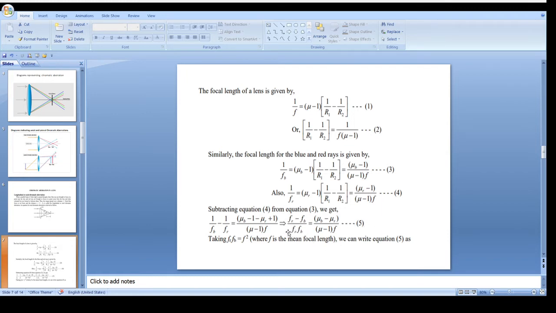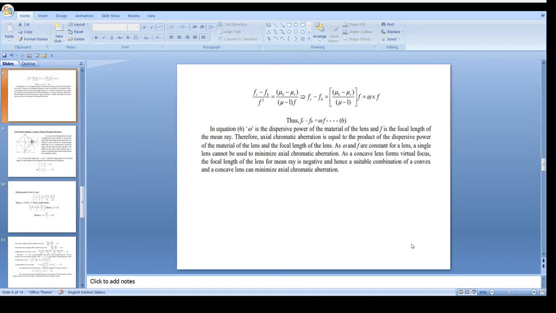Fr and Fb, both are approximately f squared, where f is the mean focal length. We can write equation 5: (Fr minus Fb) divided by f squared equals (mu b minus mu r) divided by (mu minus 1) f. So Fr minus Fb equals (mu b minus mu r) divided by (mu minus 1) into f, which equals omega into f. Fr minus Fb equals omega f. This is the sixth equation, the longitudinal chromatic aberration.